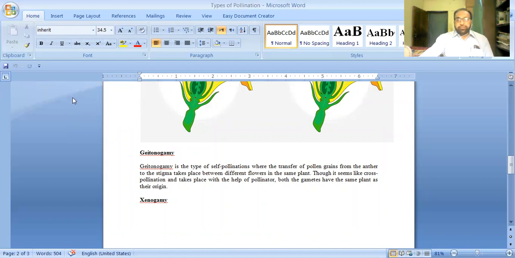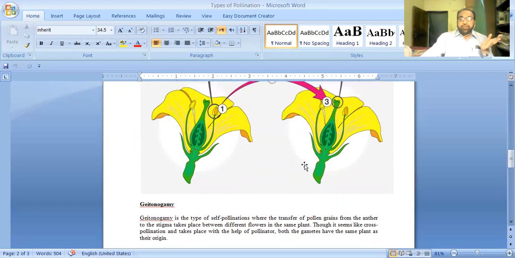Then the second type is cross-pollination. If pollen grain is transferred between two plants, that is, from one flower the pollen grain is transferred to another flower, but that flower is located on another plant, it is called cross-pollination.